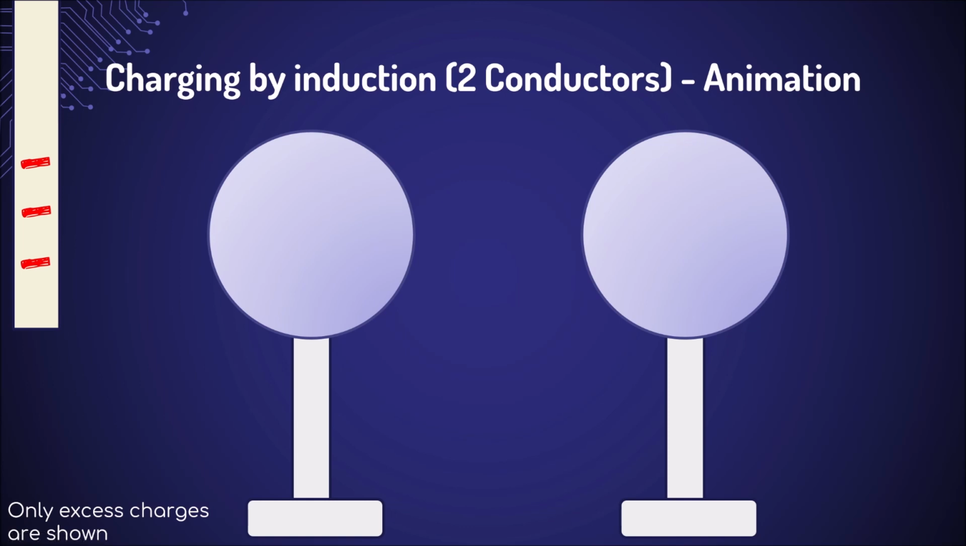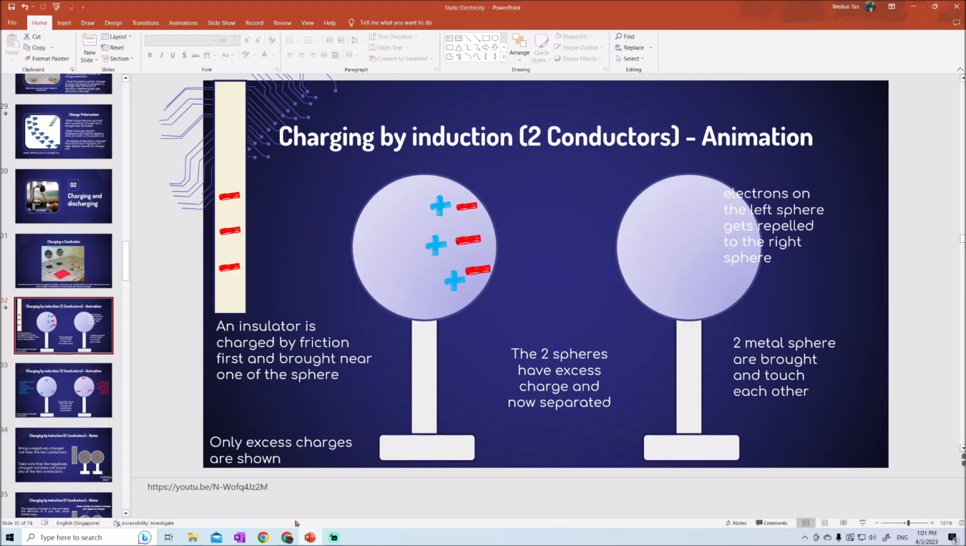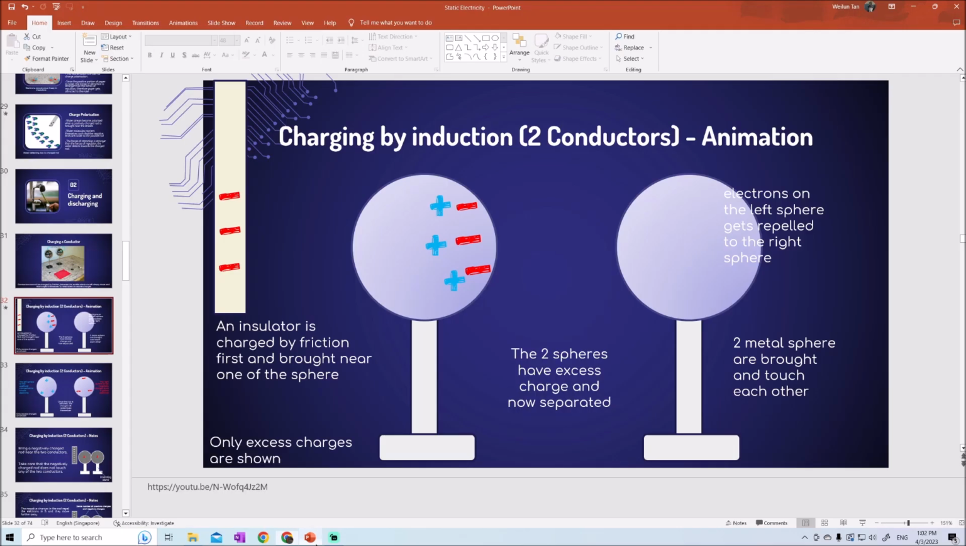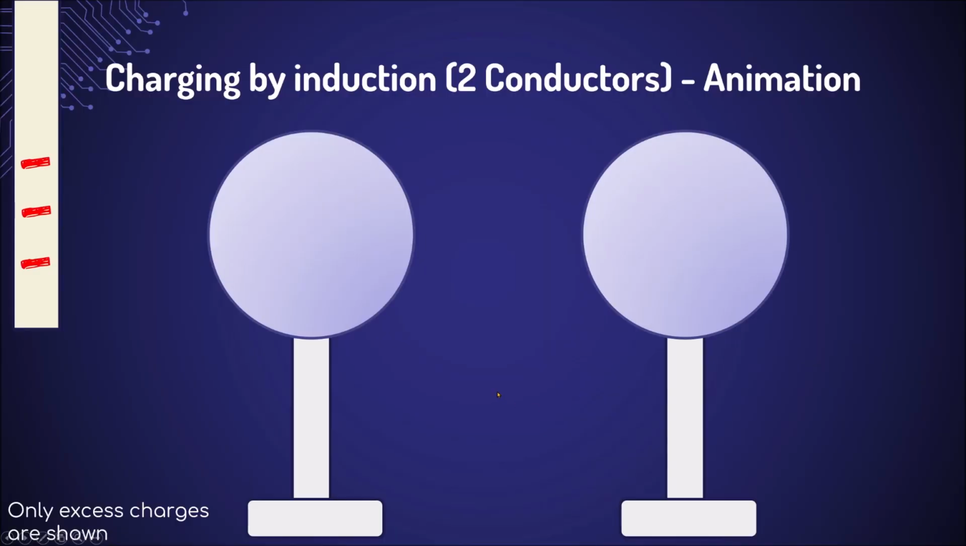Now let me show you using my slides animation how we charge by induction for two conductors. This animation from my slides will be closer to what the video that you watched is showing. So we are going to look at what the electron movement is like. Before I continue, just note that when we are drawing the electrons and positive charges, we only draw the excess charges. We don't do it like the simulation where we actually draw all the plus and minus. We only draw the excess ones, to make our drawing easier.